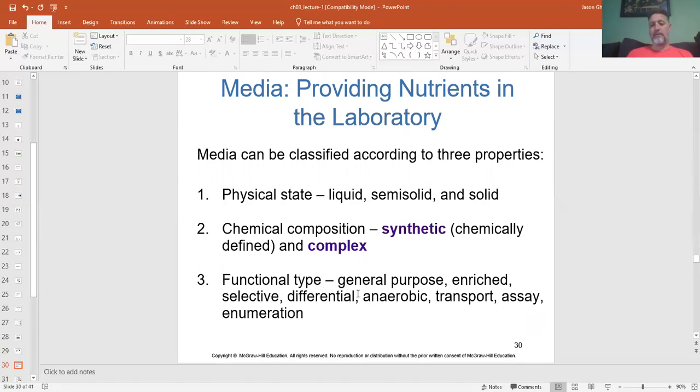Then we have different types of agar. You have a general purpose, which is used to grow lots of different bacteria. You have enriched. Enriched agar is meant for growing bacteria that are picky, that need something special in it. Selective blocks some things from growing and enhances others growing. Differential will show a difference between some of them. Anaerobic is without oxygen. Transport ones are to see if they can move around. You can do chemical assays, or you can do enumerations where you're counting.